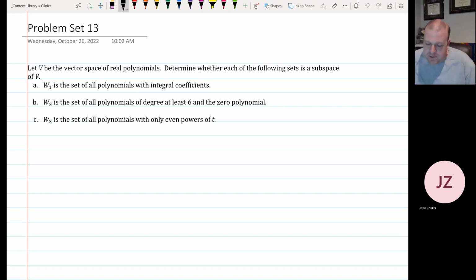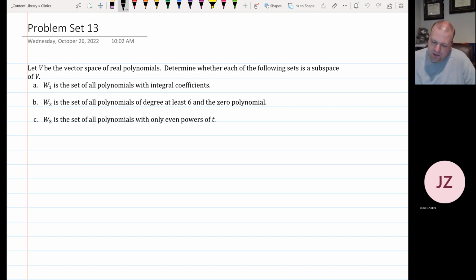So let V be the vector space of real polynomials. We want to determine whether each of the following sets is a subspace of V. To be a subspace, there are four conditions that have to be satisfied, well, technically three. First, it has to be a non-empty subset of the vector space. So it has to contain the zero vector, the additive identity. Then it has to be closed under addition as defined in the vector space, and closed under scalar multiplication as defined in the vector space.